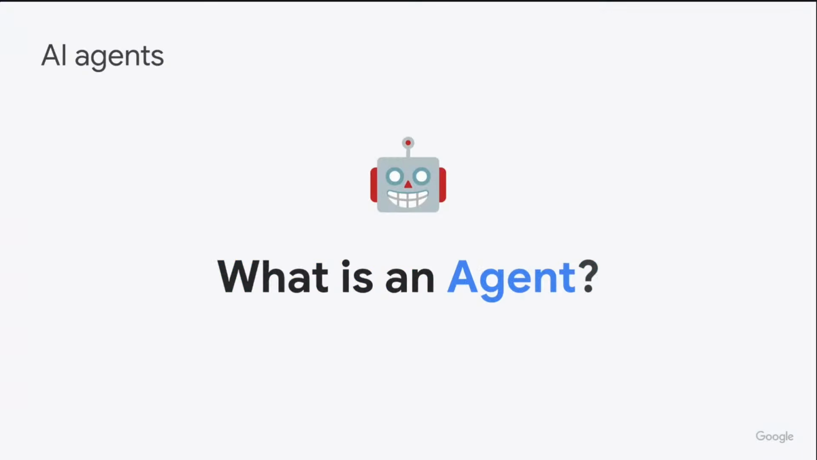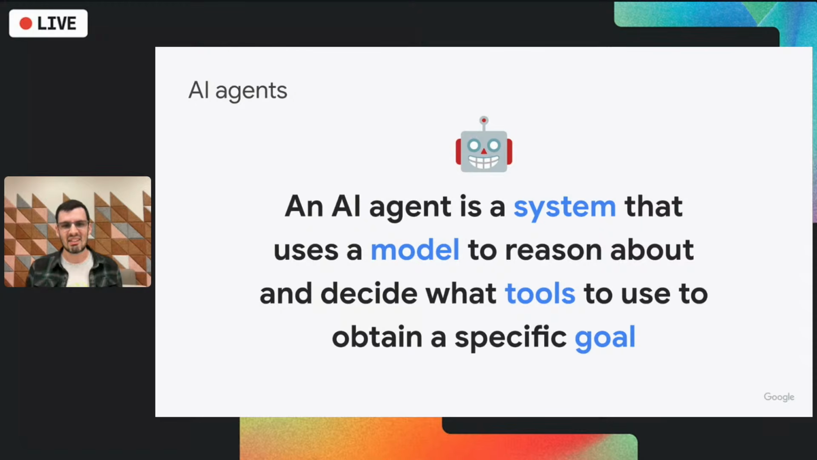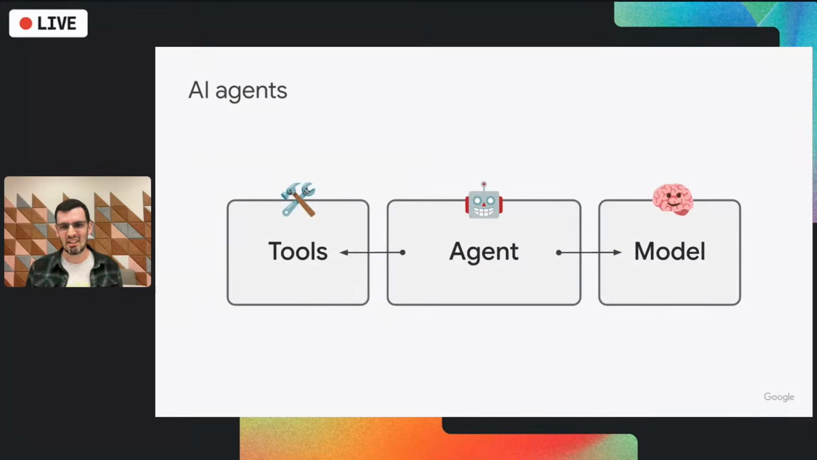Taking a quick step back on AI agents, a very quick introduction. What is an AI agent? A very simplistic model is that an agent is a system that uses a model or multiple models to reason about and decide what tools to use to get to a specific goal. It sort of looks like this. So an agent has some models, it has some tools, and it tries to achieve a goal.